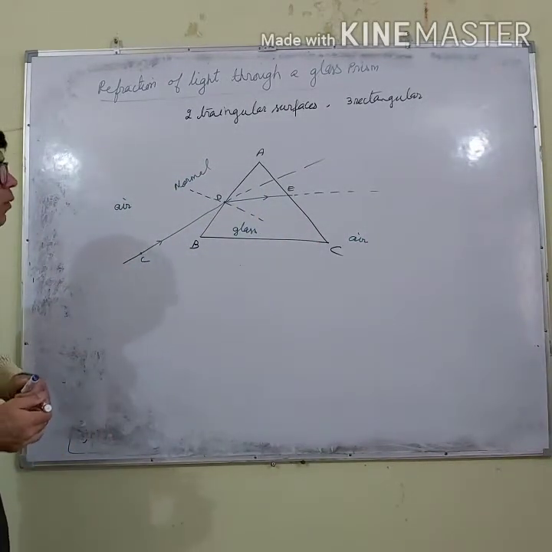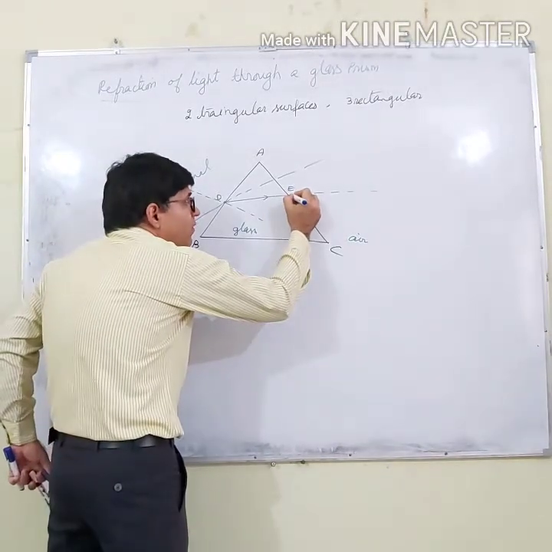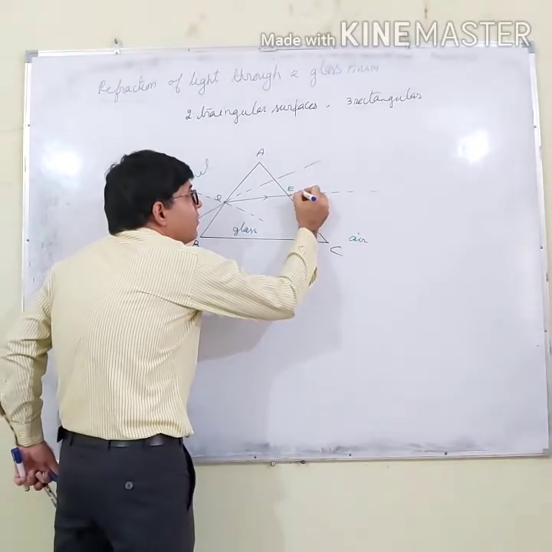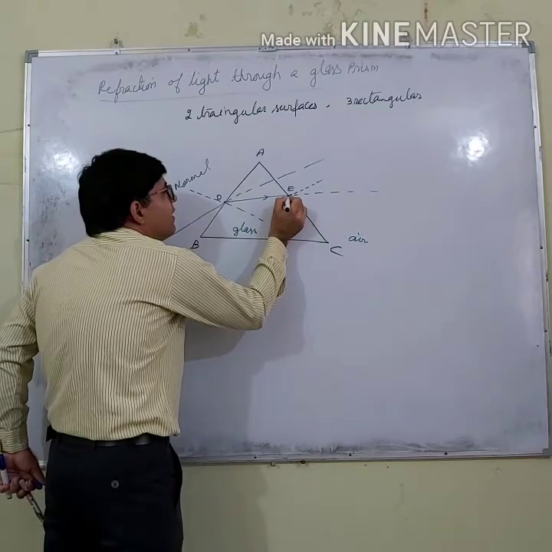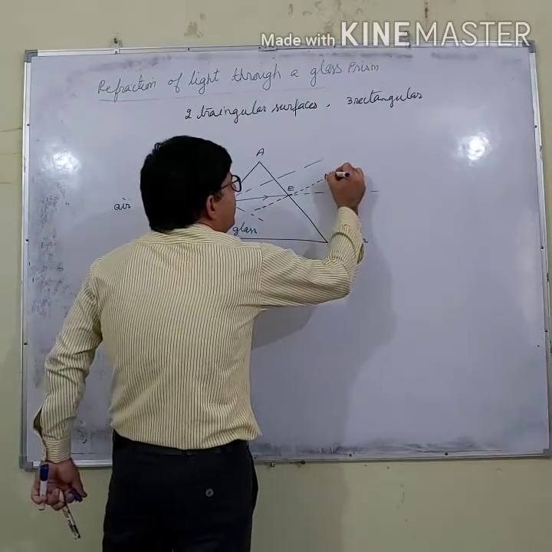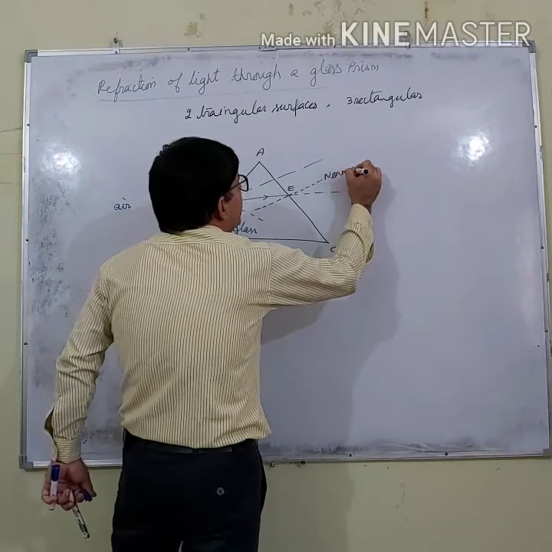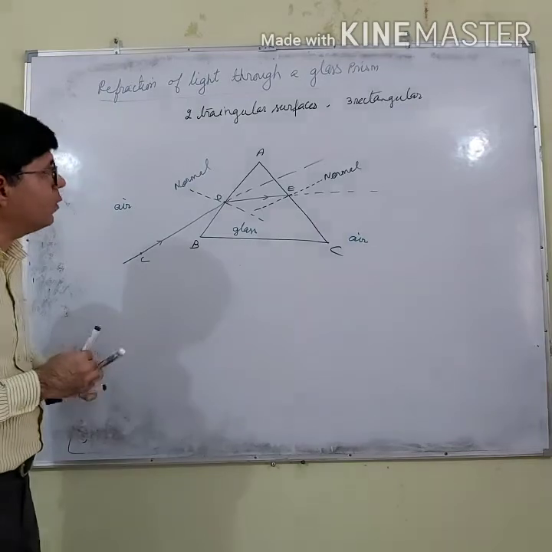Let me tell you how it moves away from the normal. First of all, I have to draw an angle of 90 degrees. So let me draw carefully an angle of 90 degrees. Let us say this is the angle of 90 degrees. This angle of 90 degrees, it is the normal. Alright? So what will happen to this ray?